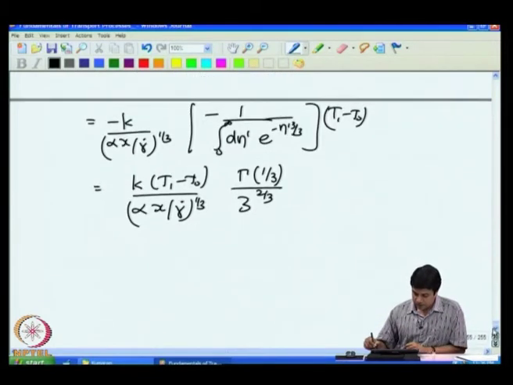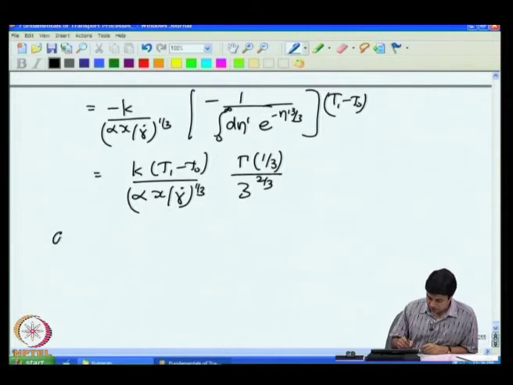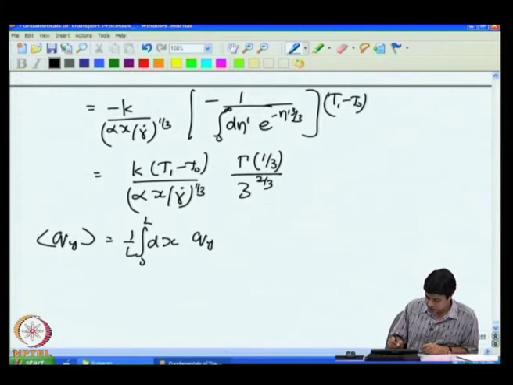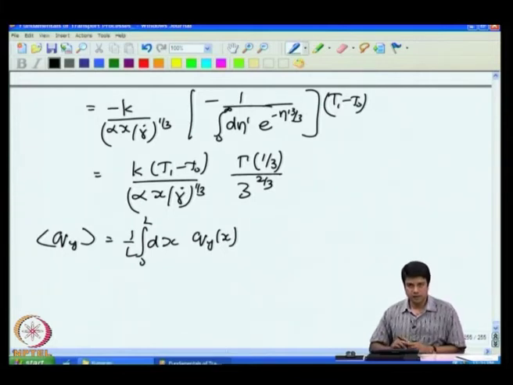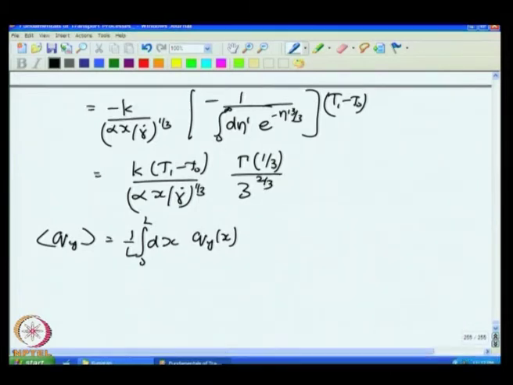The average heat coming out of the surface is an average over the entire length, integral 0 to L dx times Qy at each location x. Okay. And this can be evaluated analytically in order to get the average heat that is coming out of the surface. From this, we will now go ahead and calculate the Nusselt number correlation for the heat transfer from the surface in the limit of high Peclet number.